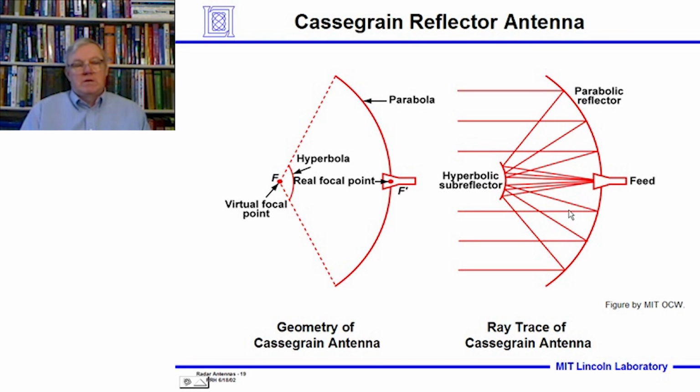Now, what have we done and what have we gained? We don't have a big structure going out and around with the feed, and we have a lot less blockage, so we're able to get a more efficient antenna, more gain. Okay, and that's called a Cassegrain feed.